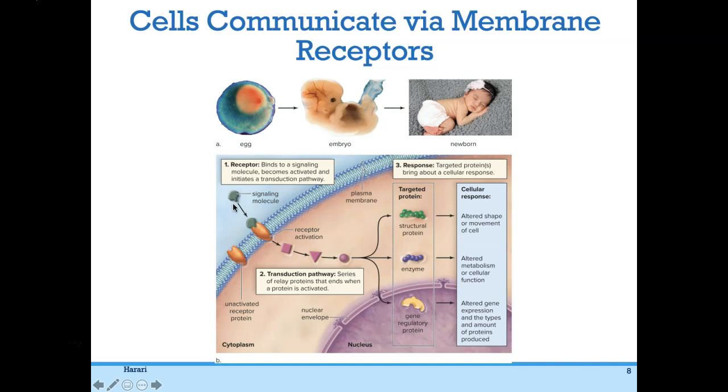Those responses can be a change in the cell's shape or movement, so it can tell the cell to move or change its shape. It could be the activation of an enzyme, which can change the function of the cell. Or it can be a regulatory protein that changes gene expression, so it can change the amount of proteins being made from different gene transcripts. So that's a brief overview of one type of membrane protein, which is the receptor protein.